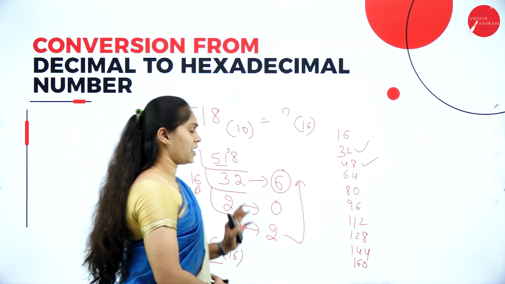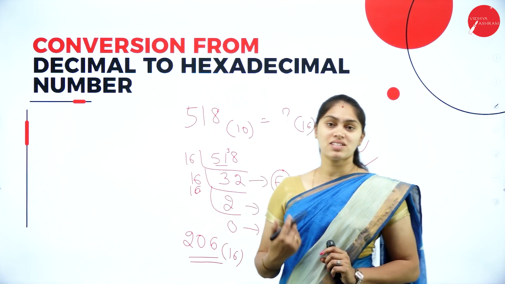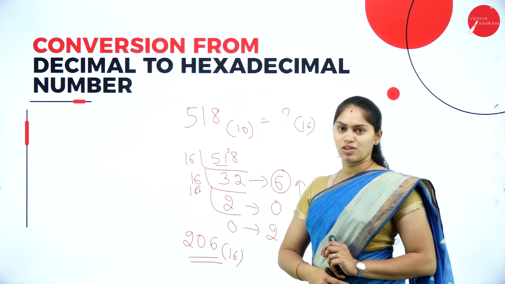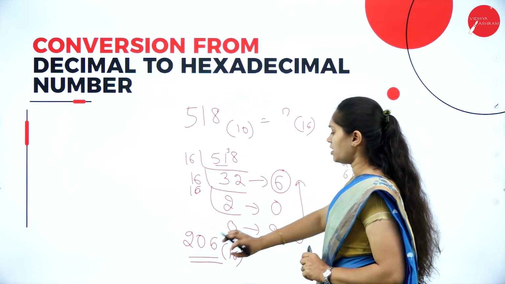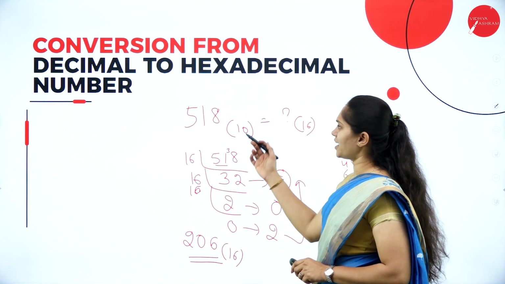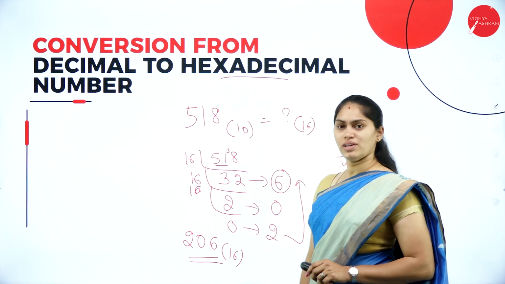Here I didn't get any remainder greater than 9. That's why we got only 206 as the converted value of 518. I hope you all understood this conversion from decimal to hexadecimal.